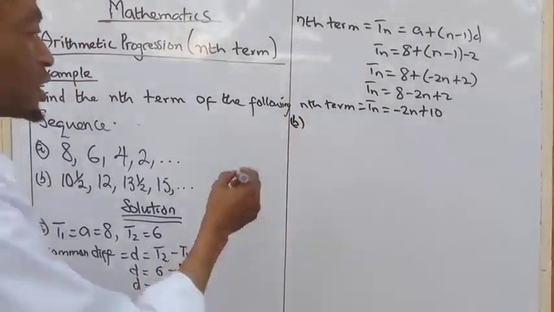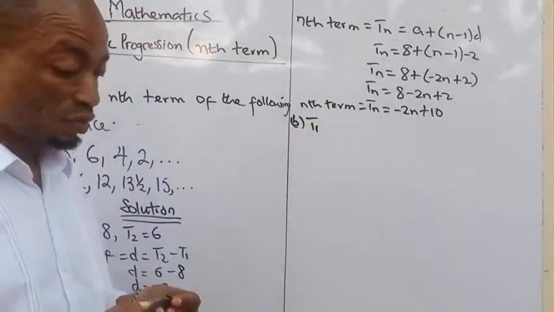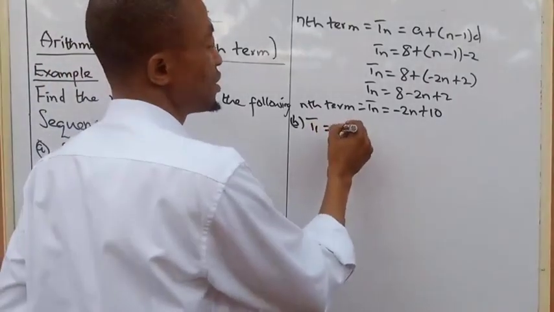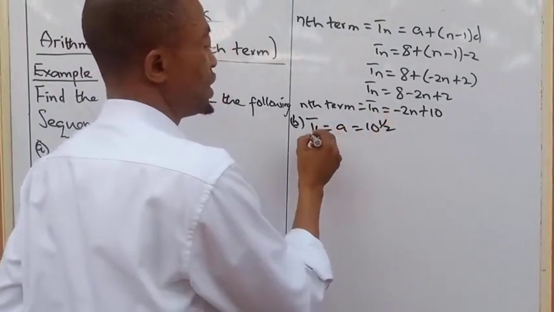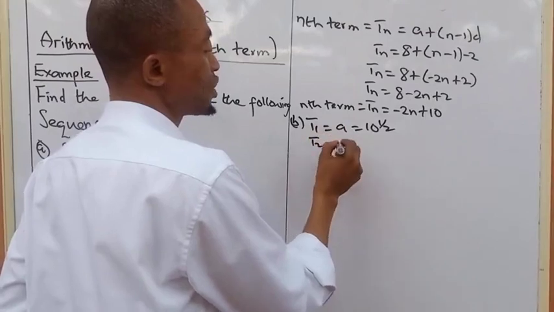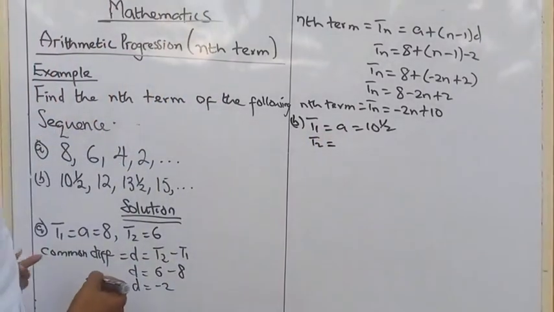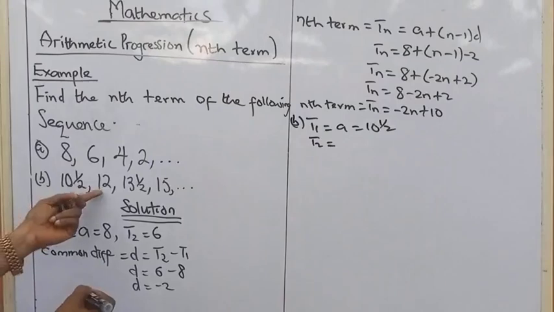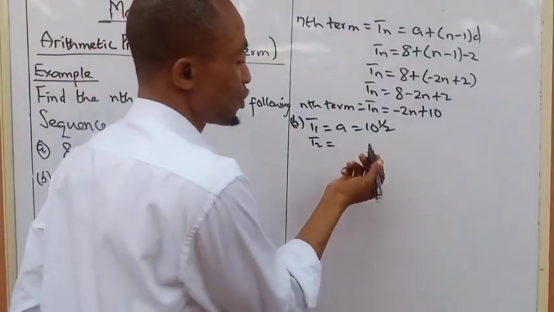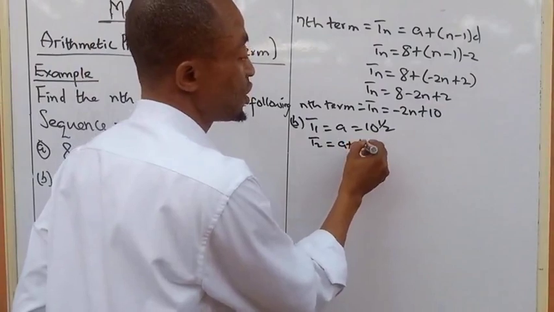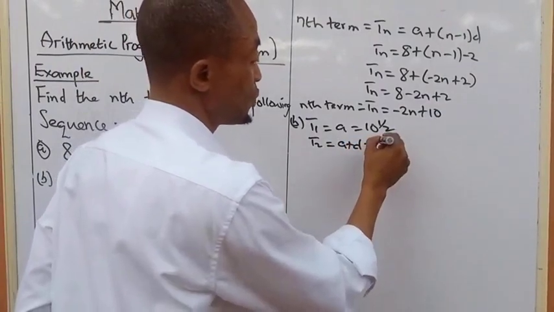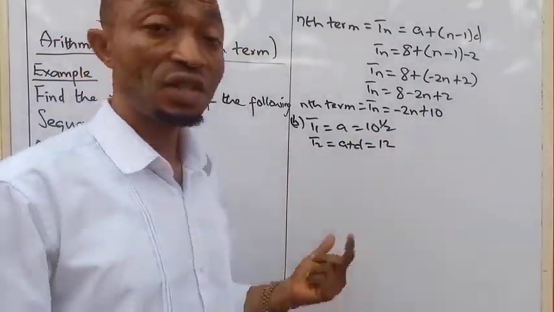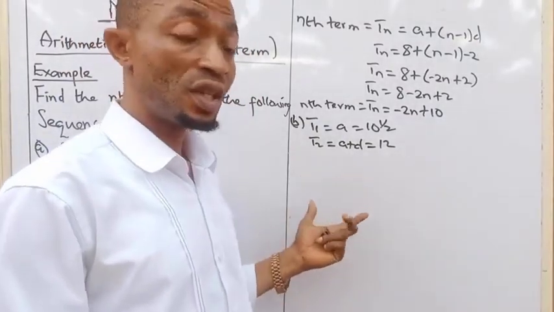Then for the second question, let's quickly look at question B. So we know our T1. You can tell me T1 now. T1, that's A, which is 10 and a half. Then we know our T2. T2 is 12. From the formula, T2 is A plus D, and that's equal to 12. So far you know T1, you know T2, so you can find the common difference, since we are dealing with AP.